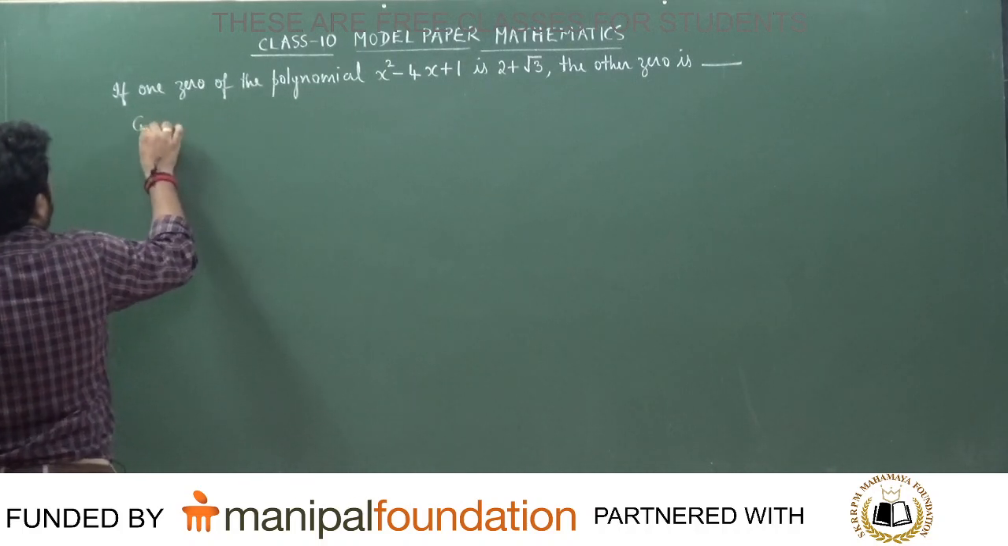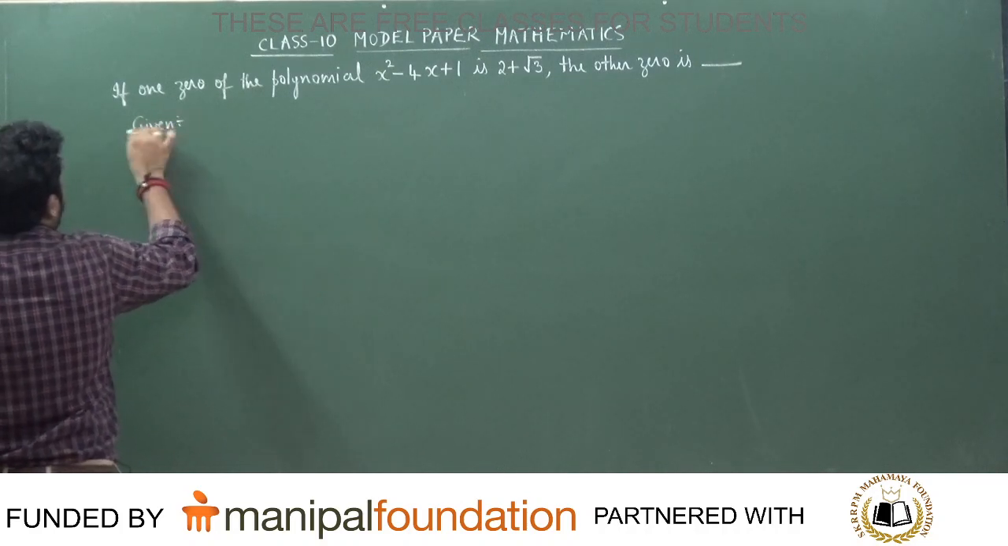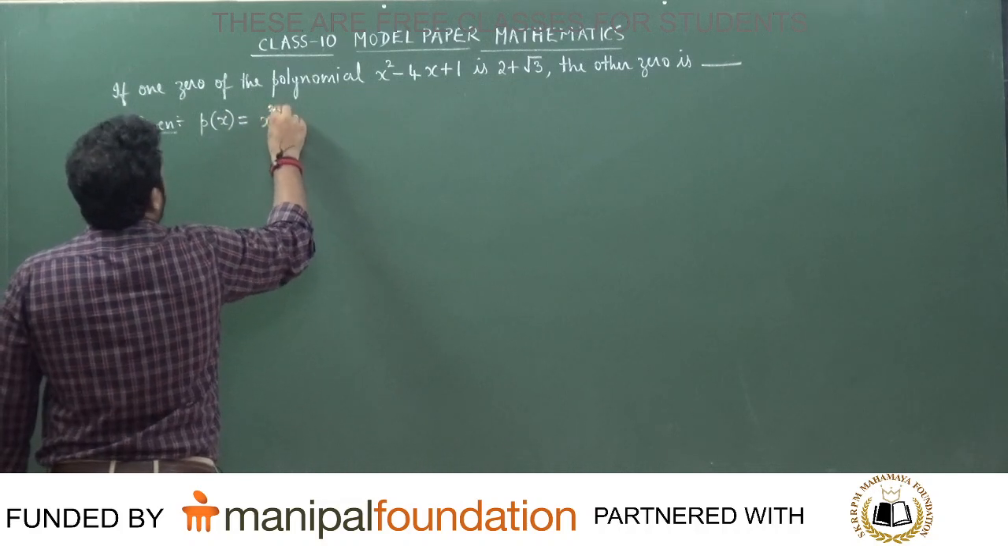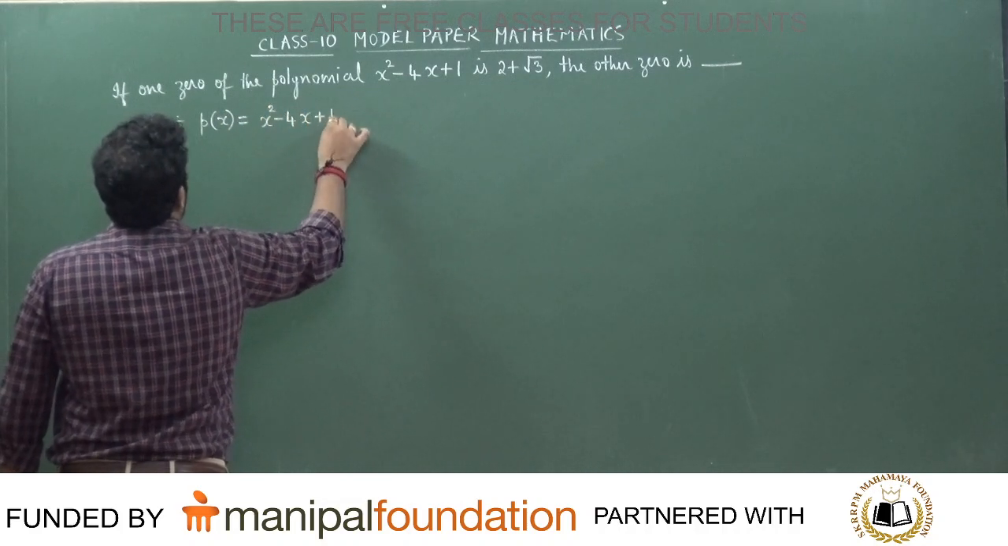Now see here, what is given in the problem? Let me call the given polynomial as p of x. Is it okay? The given polynomial is p of x, x square minus 4x plus 1. Is it correct or not?